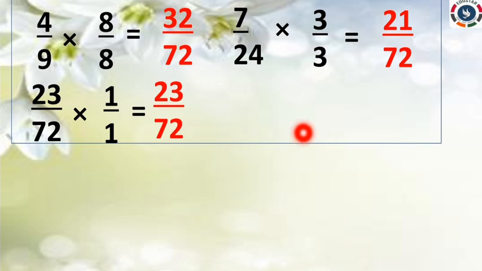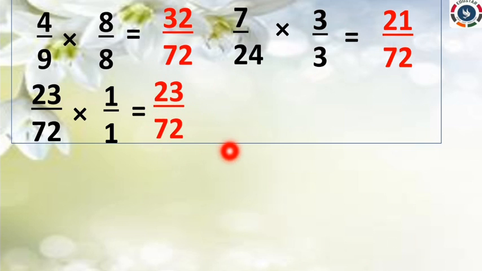Now you see all the fractions. All the denominators have the same value: here 72, here 72, here 72. So all the fractions have the same denominator. So now you just want to add only the numerators.